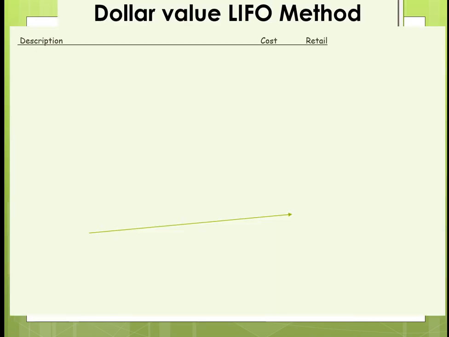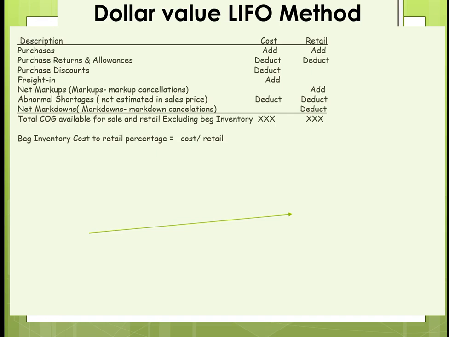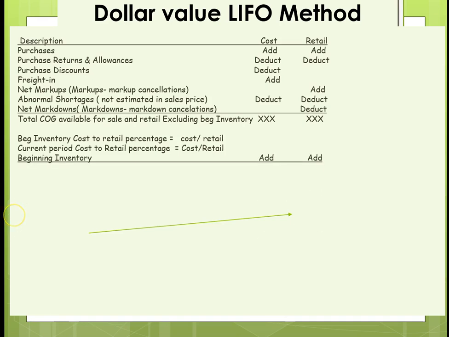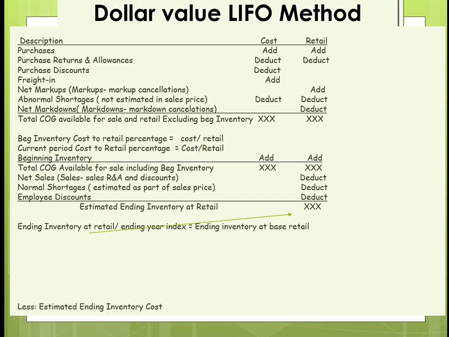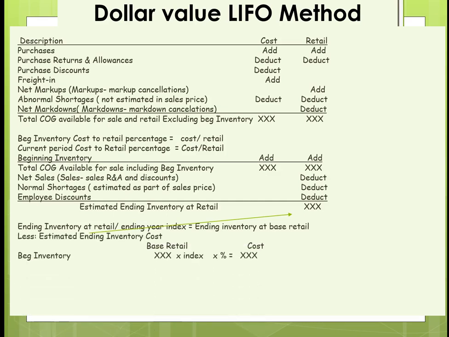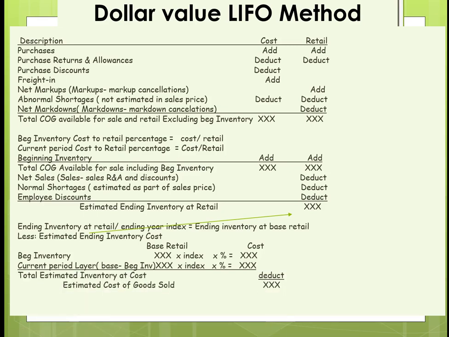So here we go. Here's the formula. Again, we're first going to get the beginning inventory percentage. Then we're going to get a percentage for the current period. Now we're going to estimate our ending inventory. We're going to have our base, and then we're going to use our index. Now remember, beginning inventory is usually going to be 1, and it's the current period that we're going to have to use the index on. And that's going to give us our ending inventory, which we can deduct to get estimated cost of goods sold.